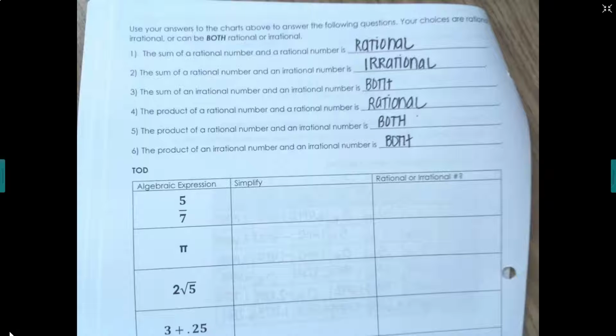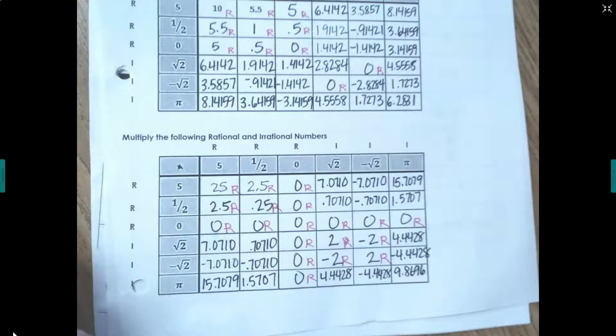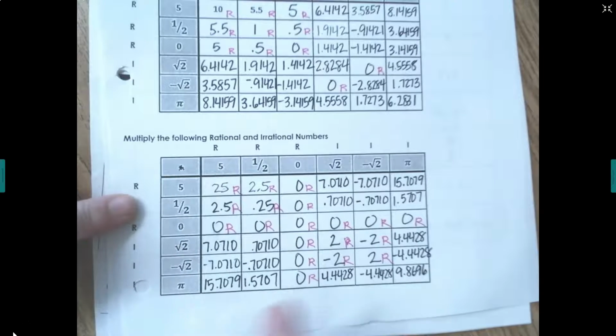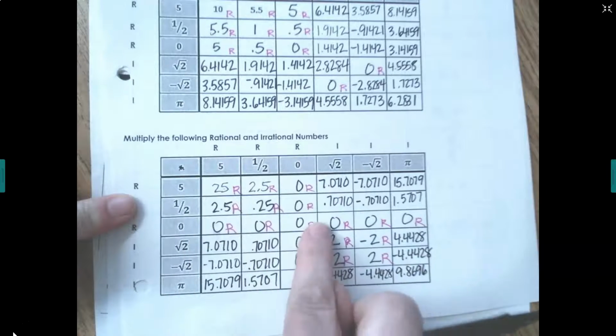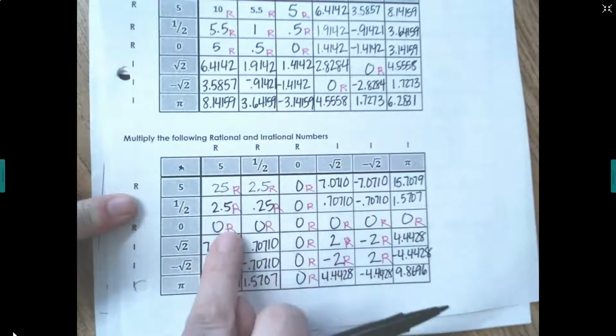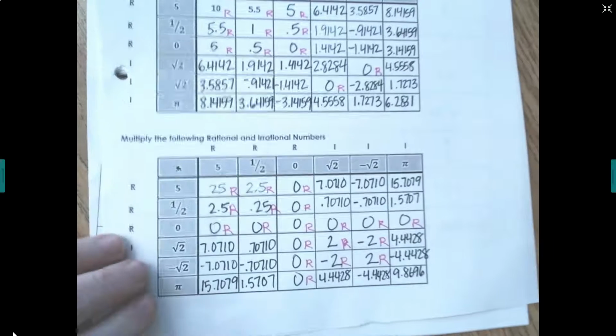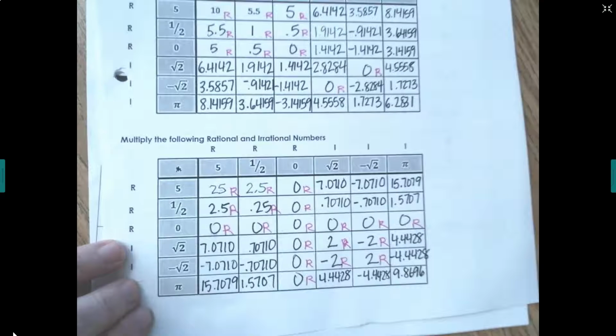Alright, so now we're going to be using the bottom chart. The product of a rational number and a rational number is rational. Let's consult the chart to see why. So when I multiply my rational numbers times my rational numbers, these are the answers. Every one of these answers is a rational number. So that's why rational times rational equals a rational number.